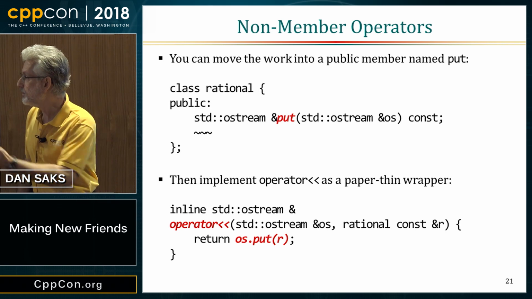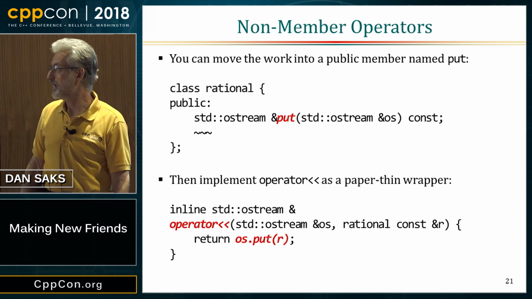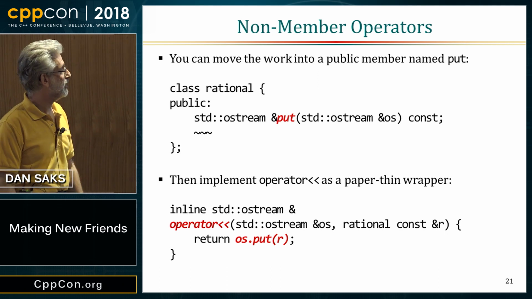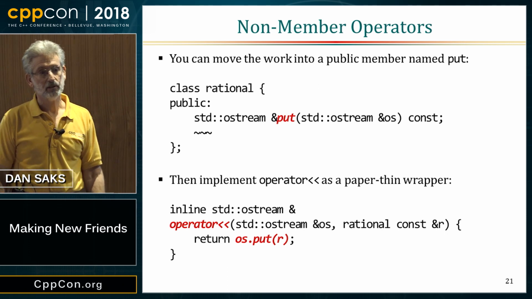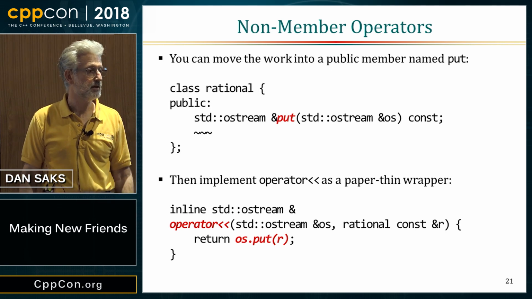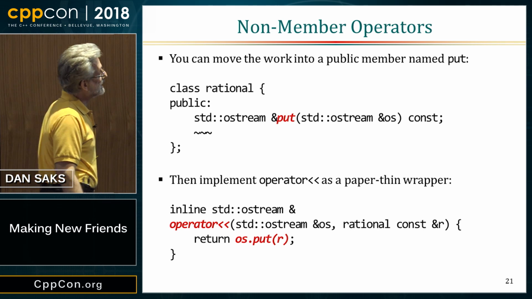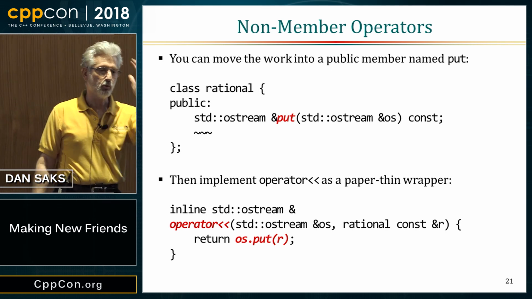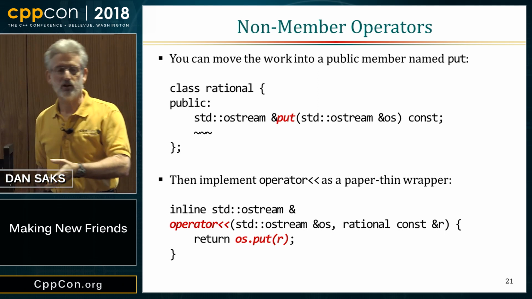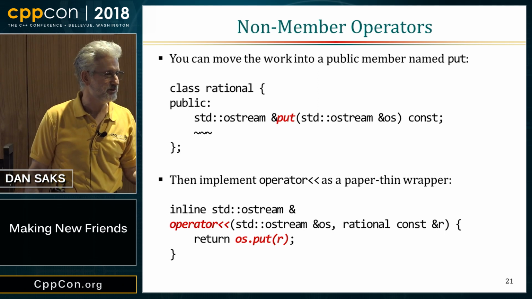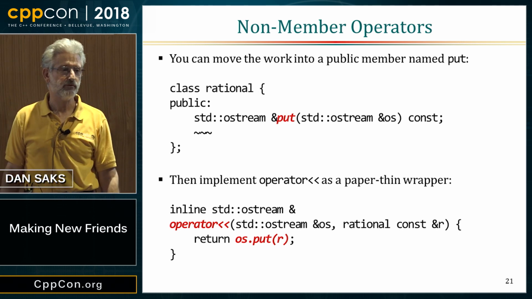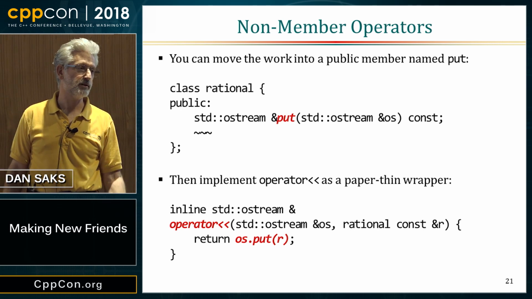And then you implement the output operator as, as I describe it, a paper-thin wrapper around a call on that not so attractive put function. And again, you always have to stop and think, is it worth my while to create, in a sense, this member function that I'm not going to ask anybody to use and create it as a public member function just so that I don't have to grant friendship here? That's a call that you have to make.